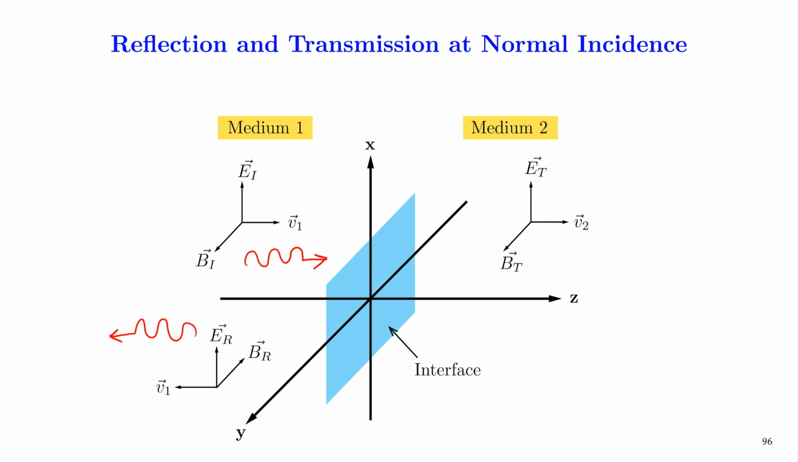If there is some kind of a transmission inside medium 2, then the wave will be traveling along the plus z direction with velocity v2. The electric vector of the transmitted wave is denoted by ET and it is polarized along the x hat direction. For the kind of transmission that we are considering, there is no phase change for the magnetic field and it is still along the y hat direction. The magnetic vector is denoted by vector BT.